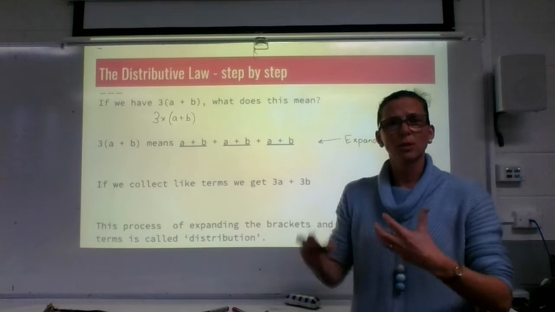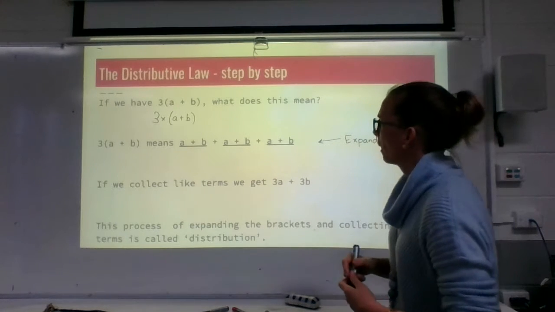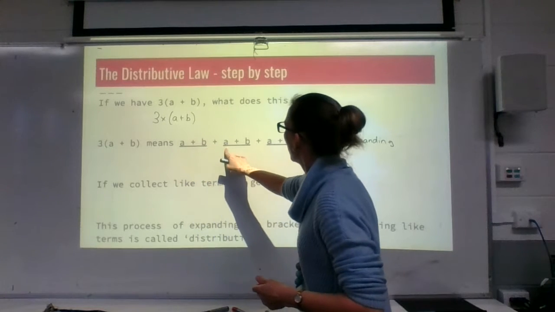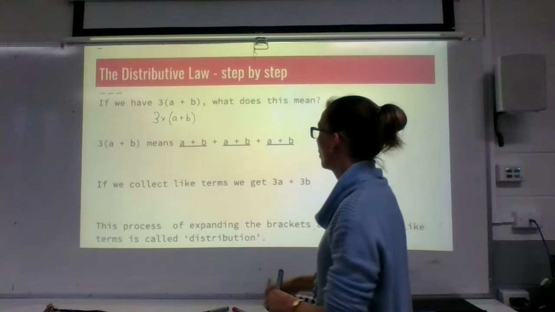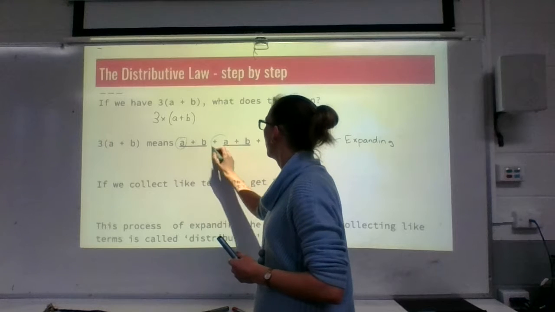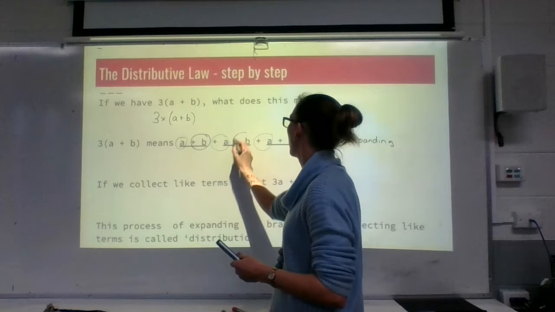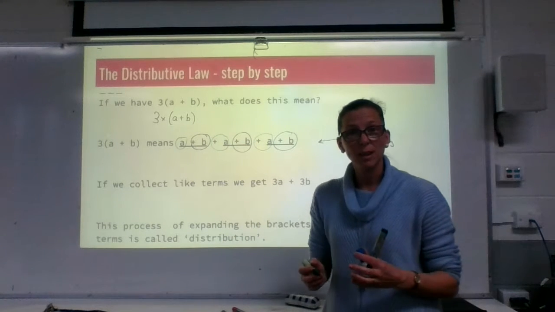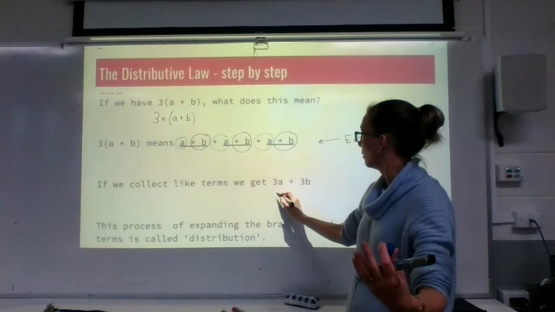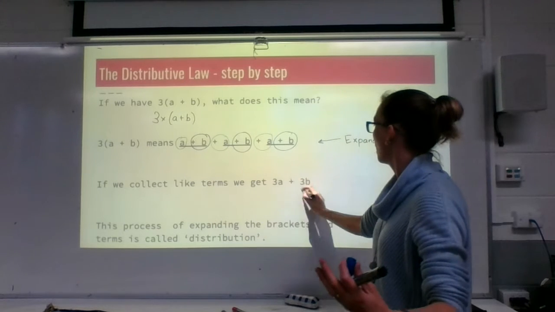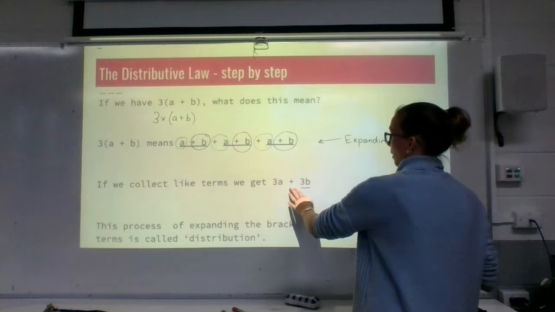And because I'm looking at groups and I want 3 groups, I have to add those 3 groups together. Okay. Now, if I've got A plus B plus A plus B plus A plus B, I'm going to use my skill of collecting like terms. I'm going to highlight all my A's the same colour. I'm going to highlight all my B's the same colour. And I can see then that I have 1 plus 1 plus 1, so I have 3 A's. And I have B plus B plus B, I have 3 B's. So if I collect those like terms, I now have 3A plus 3B.